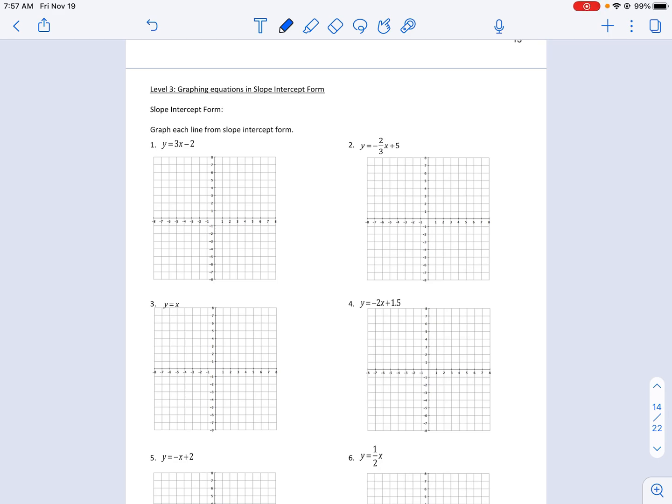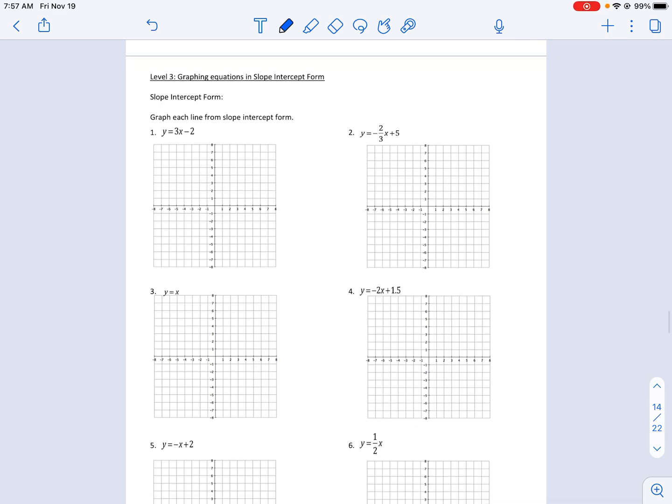Okay, now what we will be doing is, given an equation in slope-intercept form, and slope-intercept form looks like this: y = mx + b. Your m, which is the number in front of your x, is going to be your slope, and your b is your y-intercept, which is the point where it crosses the y-axis. So this can always be rewritten as an ordered pair (0, b).